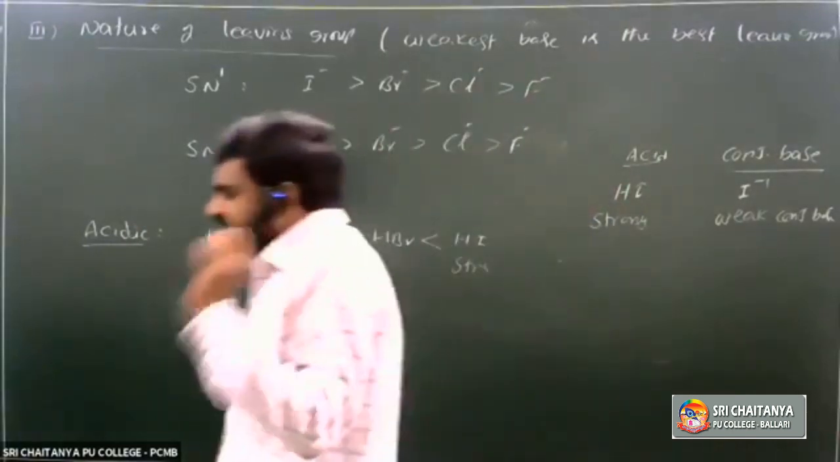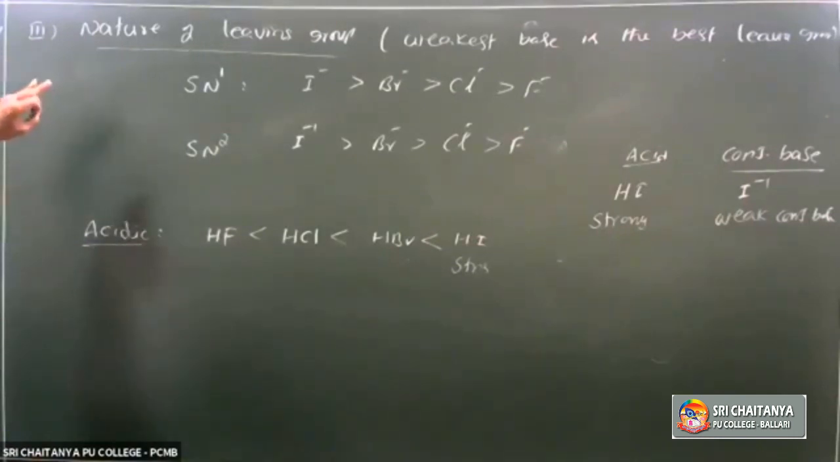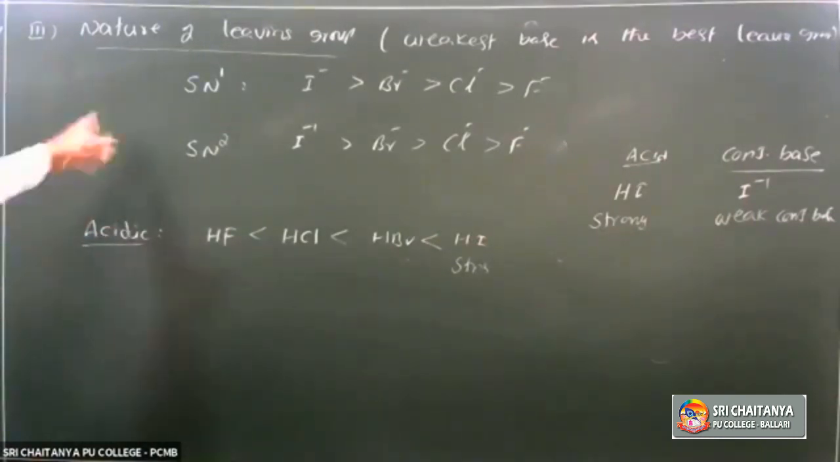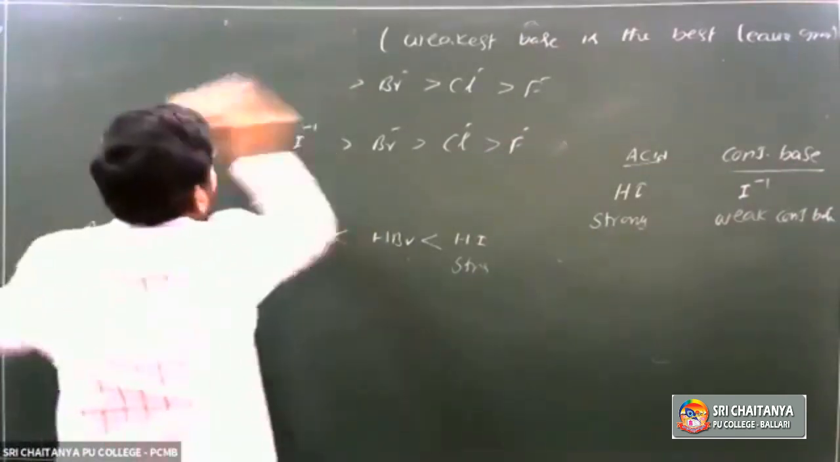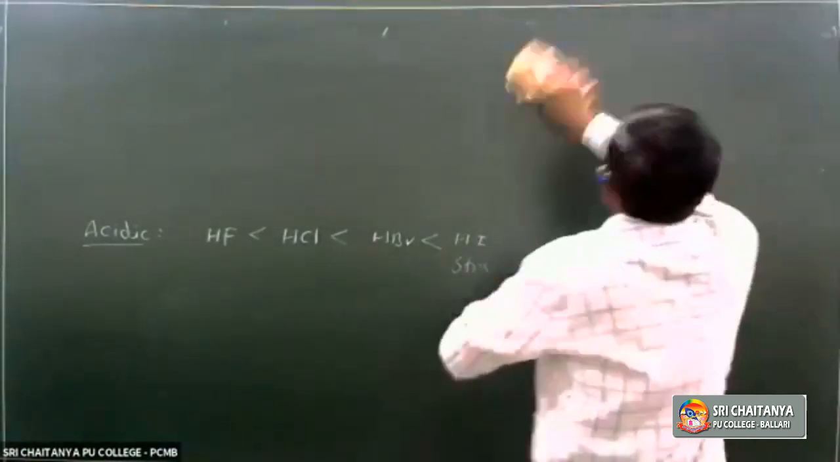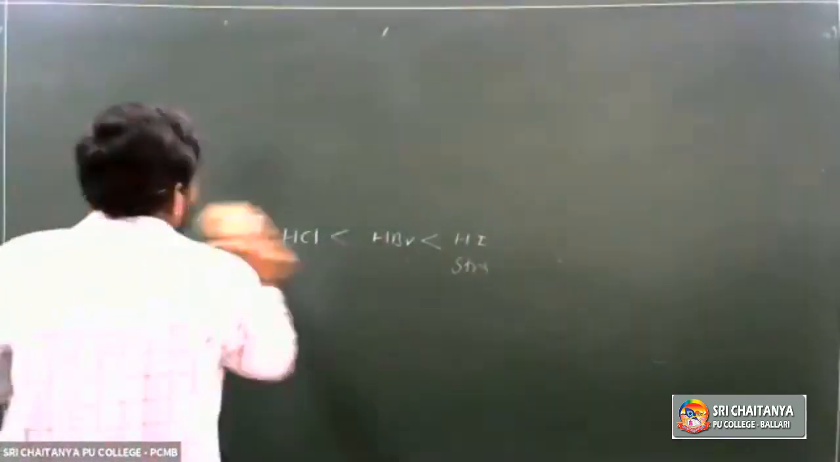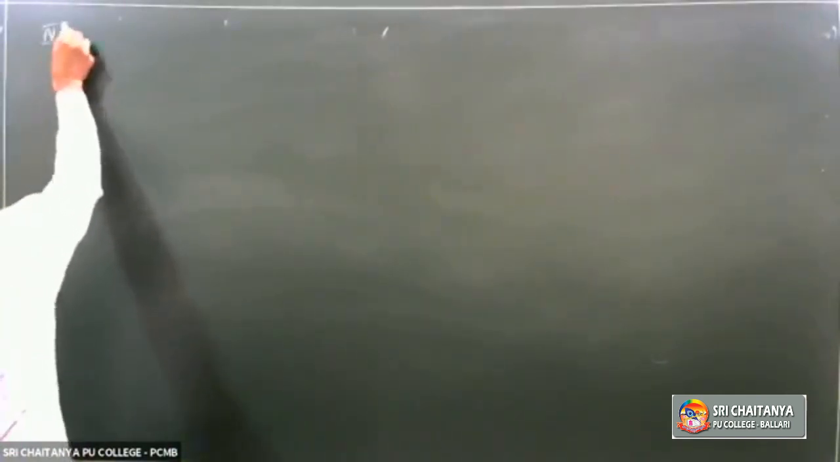So the first one is the effect of nucleophile. The second one is the nature of substrate, that is alkyl halide. The third one is the nature of leaving group. The fourth one is the effect of solvent.